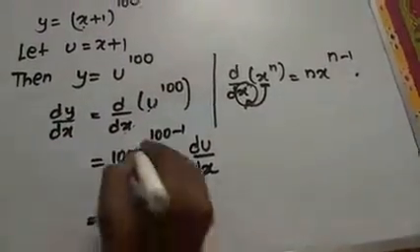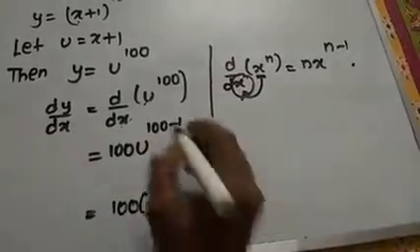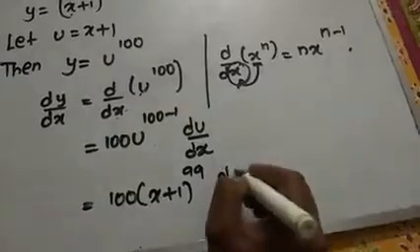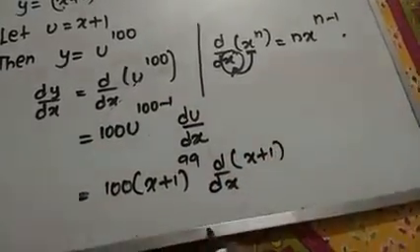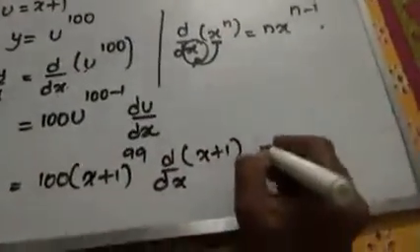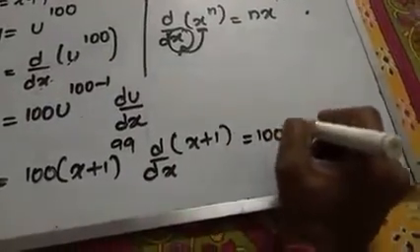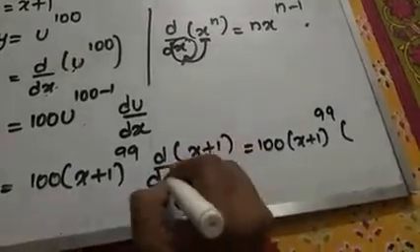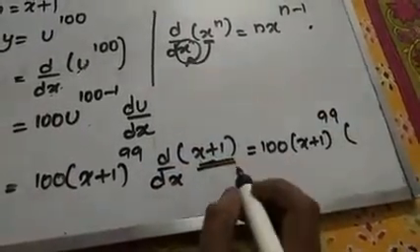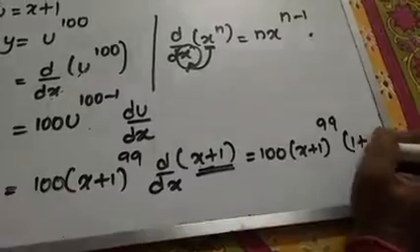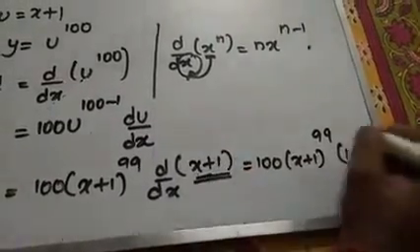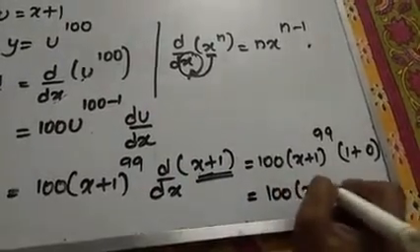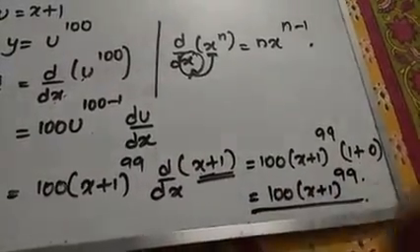So we will write in place of u, x plus 1, 100 minus 1, that is 99, d dx of u, where u is x plus 1. That is, we can write 100 (x plus 1) to the power 99. And now differentiation of d dx of x plus 1: d dx of x is 1, and d dx of 1, that is a constant, is 0. So finally 100 (x plus 1) to the power 99, this is the answer.